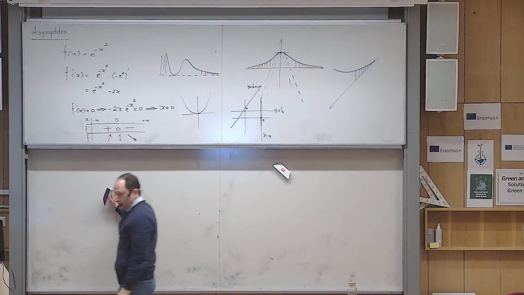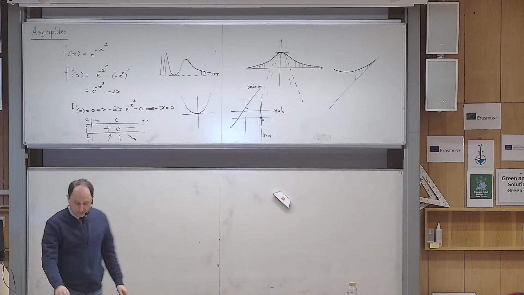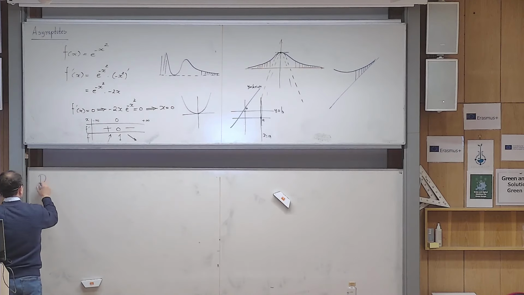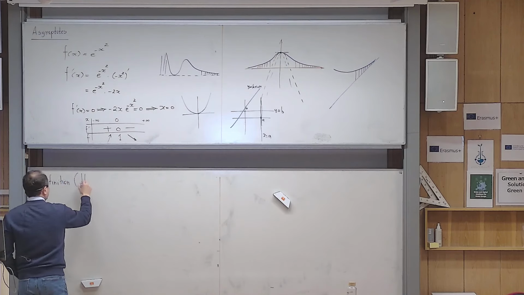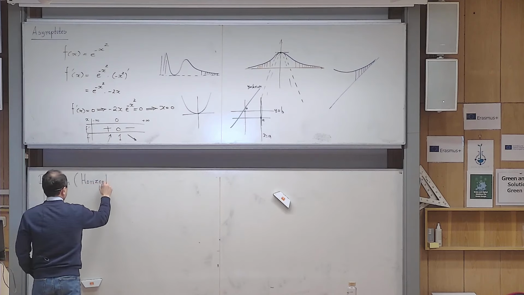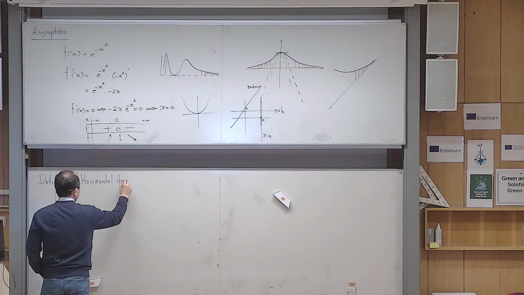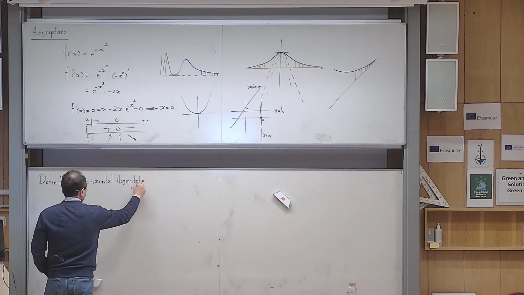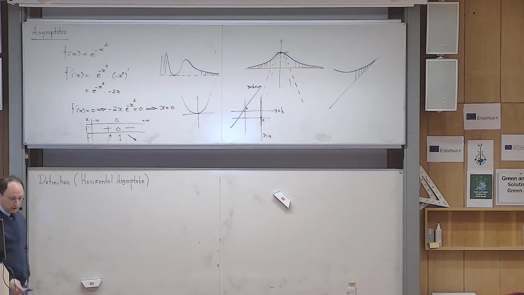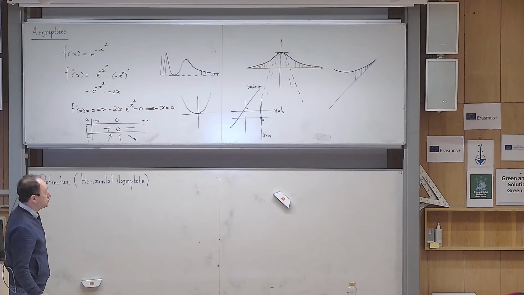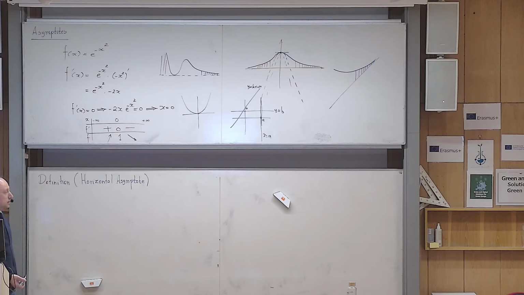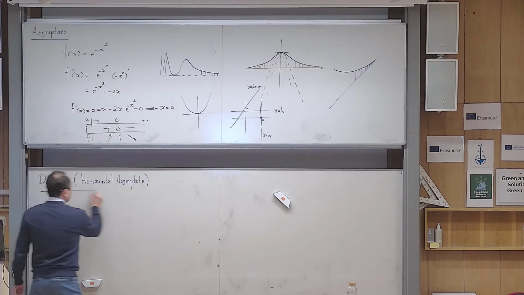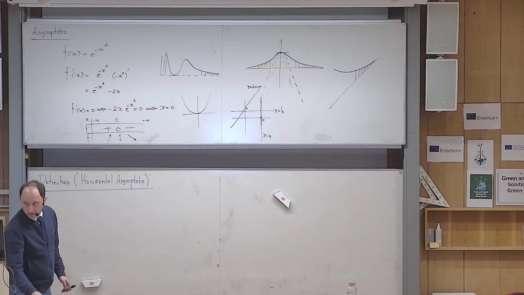Okay? So the first thing I want you to understand is the definition of a horizontal asymptote. I don't want to write the definition. I want you to tell me what the definition is. If you want to define a horizontal asymptote, how do you define that? How should I define a horizontal asymptote?